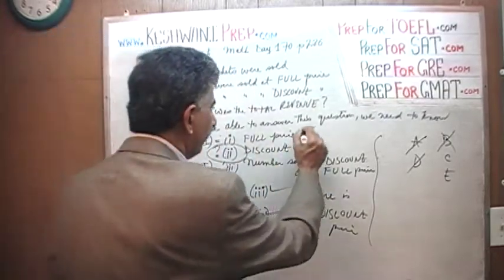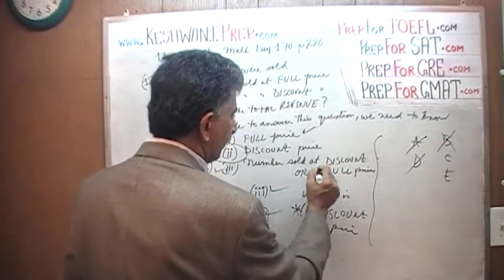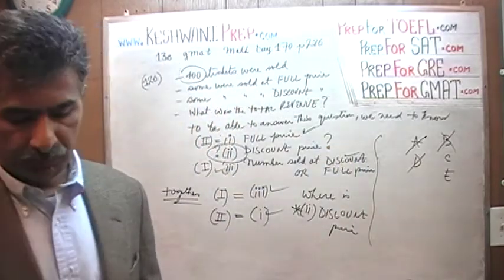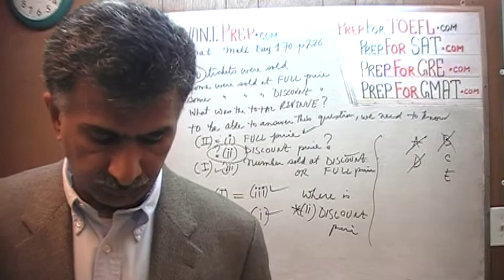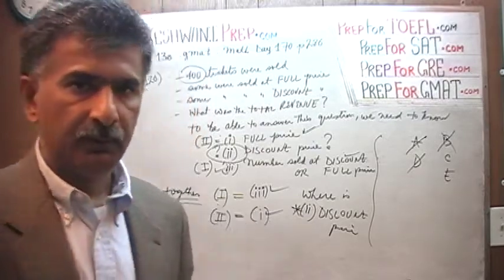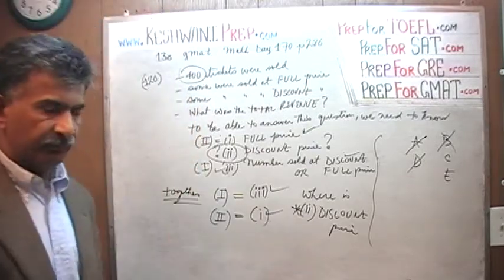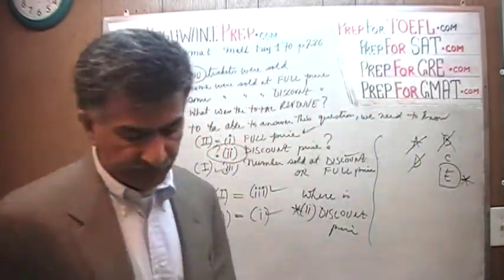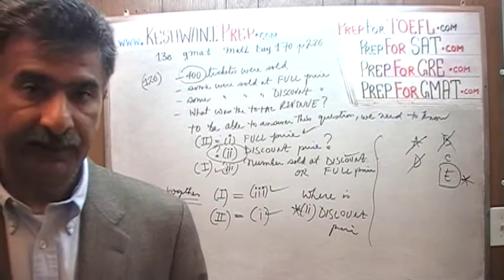We know the full price. We know the proportion sold at a discount price and a full price, but we do not know what the discount price is. And without that, we cannot figure out the total revenue. It's impossible. We need all three of these bits of information. Therefore, the answer is E. Putting the two together does not get us anywhere.